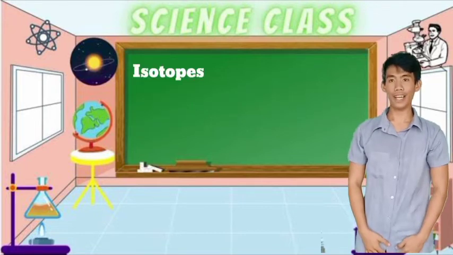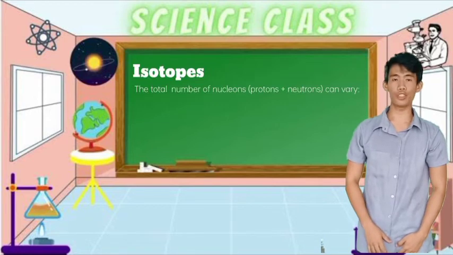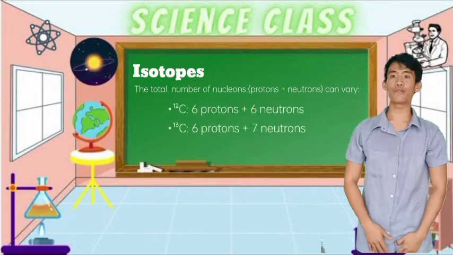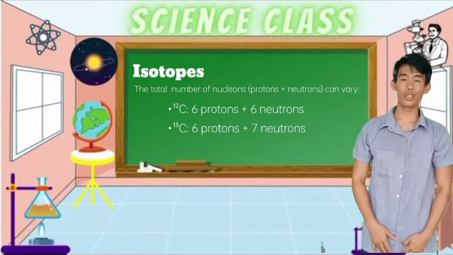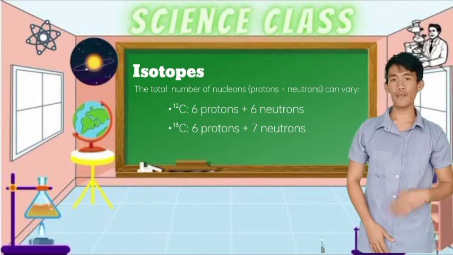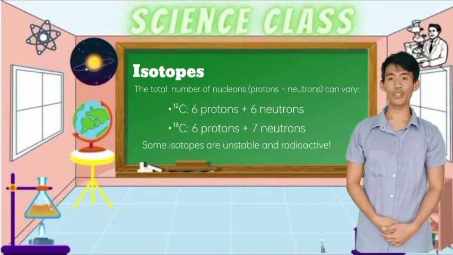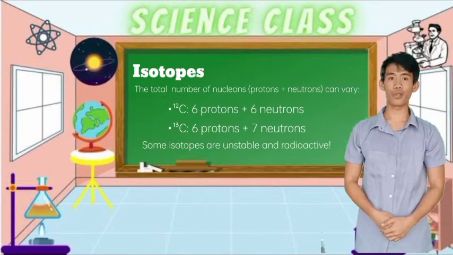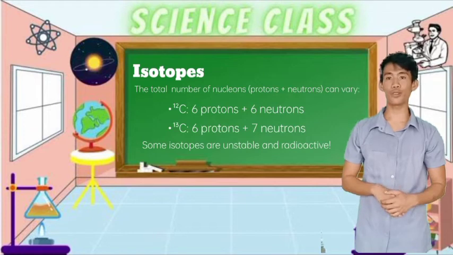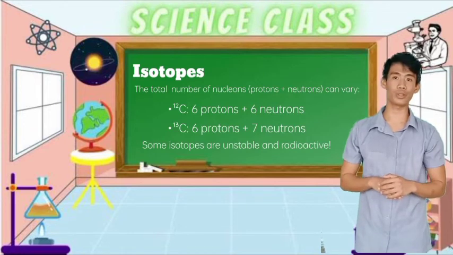We can always find the total number of nucleons by simply adding the number of protons and neutrons. So for example, if we have 6 protons and 6 neutrons in carbon, we would refer to this element as carbon-12, which means that there are 12 nucleons in total in that nucleus.